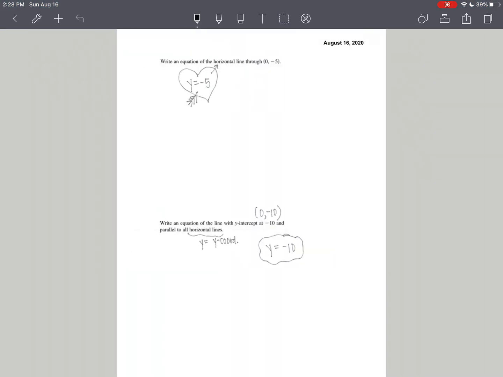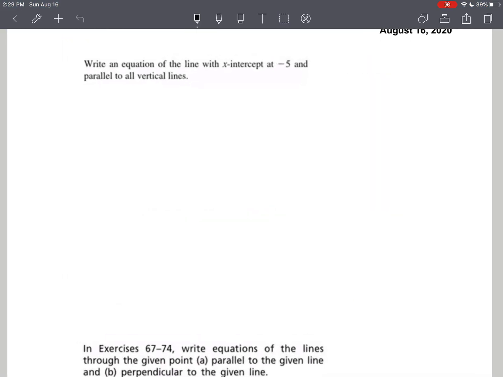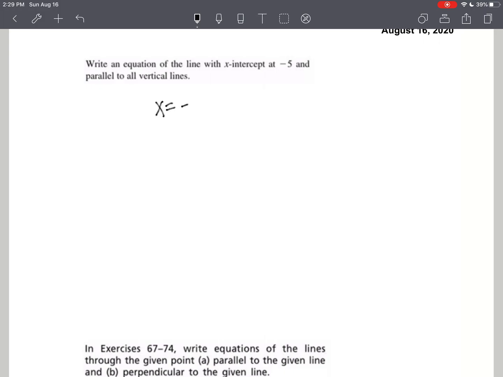Oh boy, I lost the whole thing there. Let me put that answer, x equals negative 5. There we go.